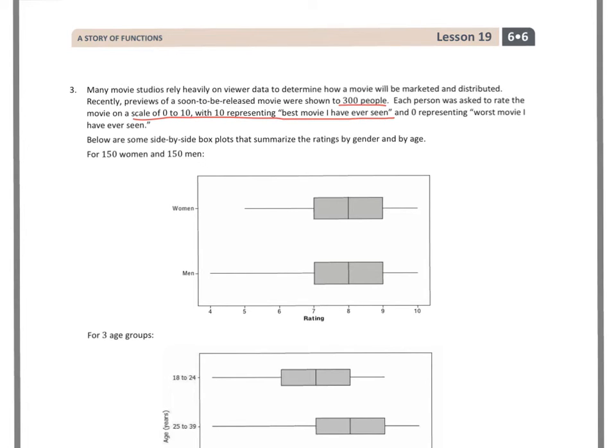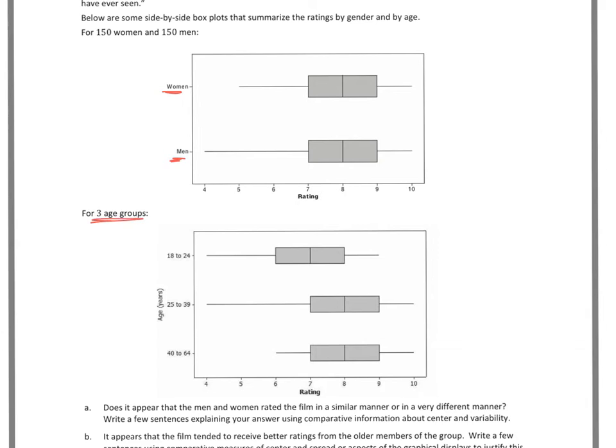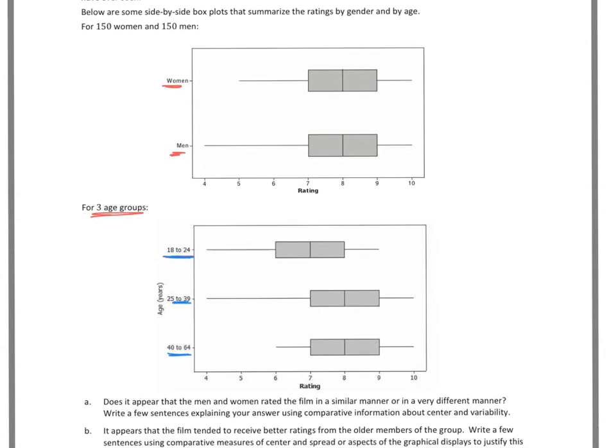So here are some side-by-side plots. They broke it down by women and men, what they voted between 0 and 10, and then they also broke it down by age groups. So we have our age groups in here. And I'll do these ones in blue because we'll have questions on these. So we're going to have to look at these too. So it was broken down two different ways: women and men, and then by age.